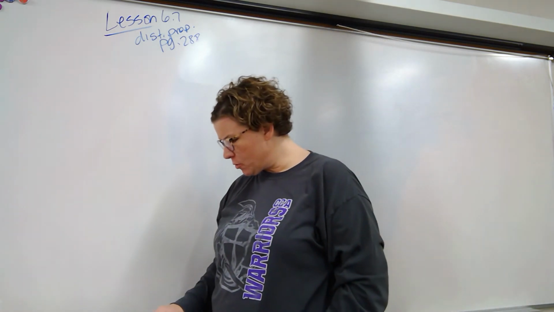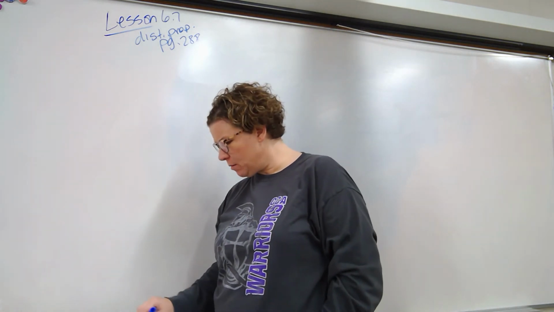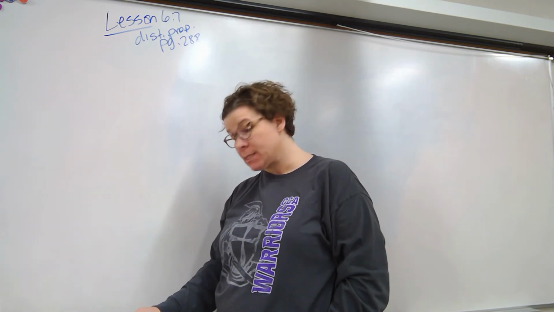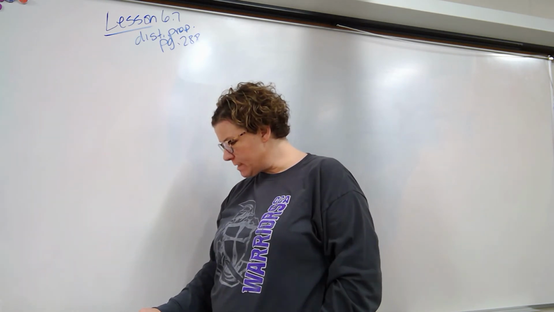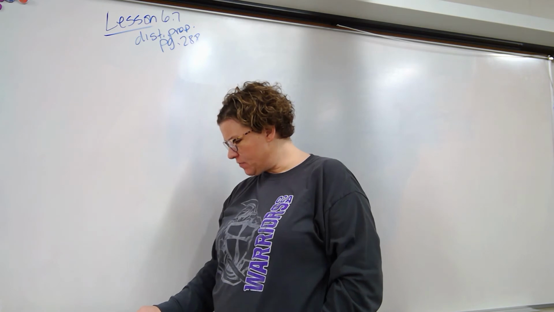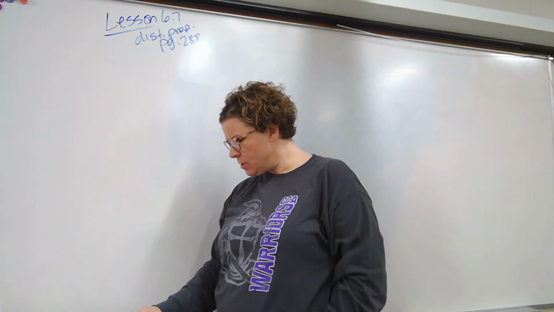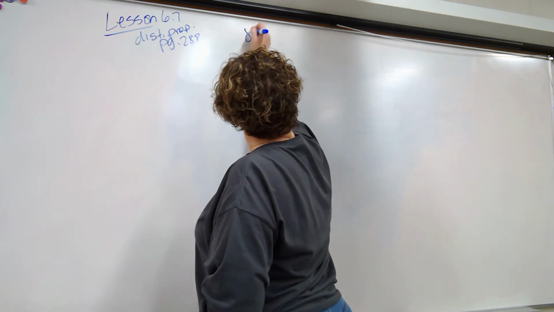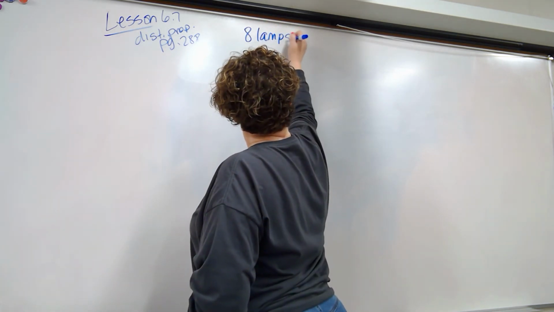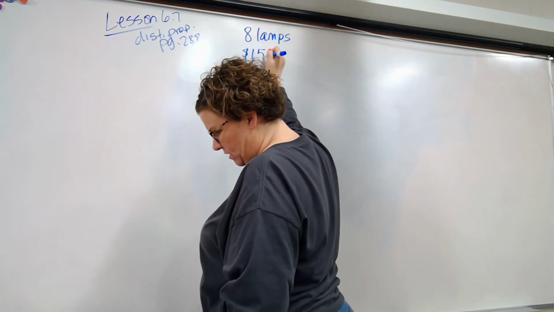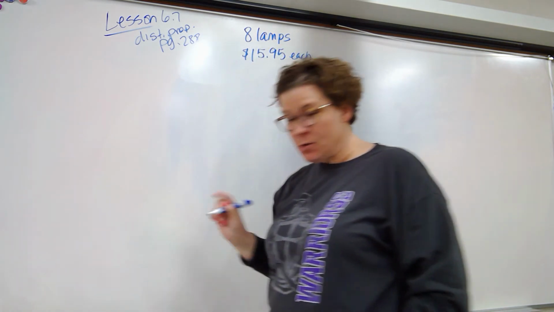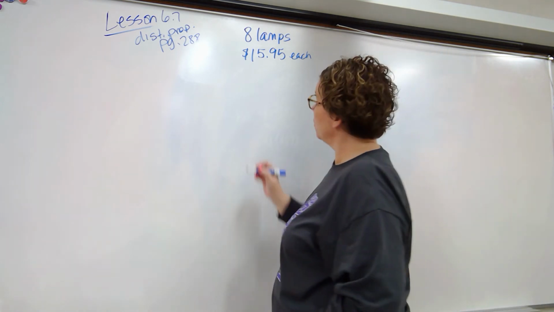Okay, example number 3 in the book is a word problem. It says you're buying 8 small lava lamps as door prizes for a disco party that you and your school is having. Each lava lamp costs $15.95. Use the distributive property to find the total cost of the lamp. We're buying 8 lamps. The cost is $15.95 each. Okay, and we have to use the distributive property to find the total cost.